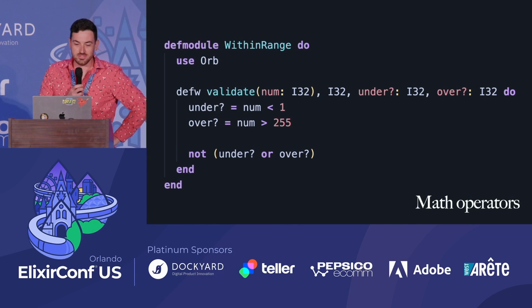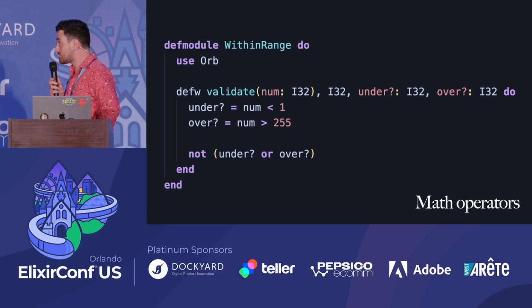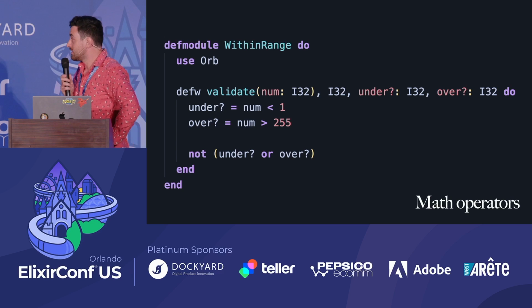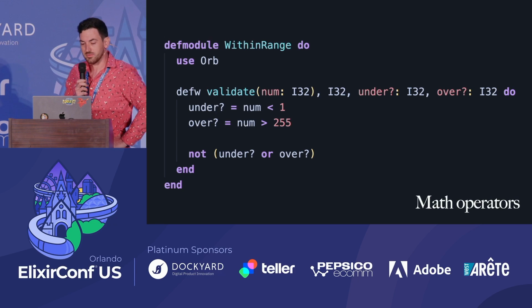Here it is. So you define a module within range. It's just an Elixir module. We just use Orb, and then we write functions like we're writing Elixir functions. So def w, w for WASM. Here's a function that accepts a number, and it's going to check whether it's within the range of 1 to 255.